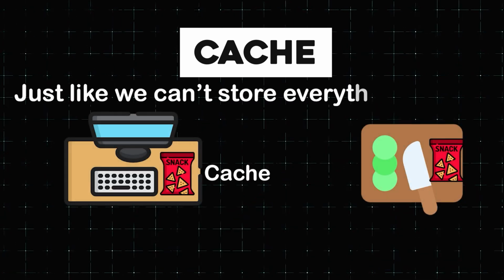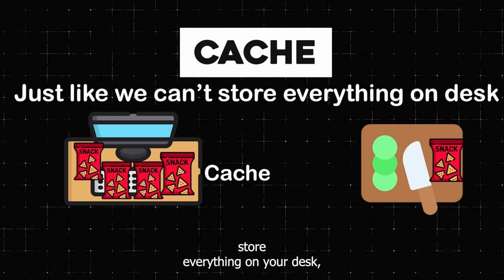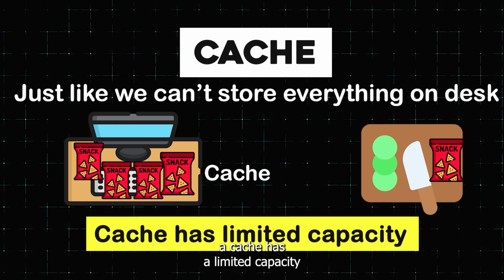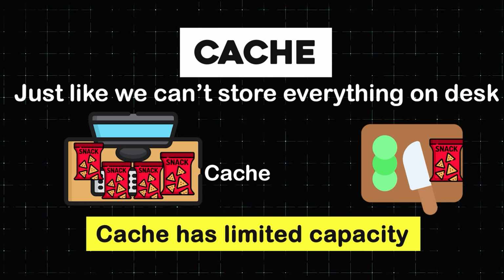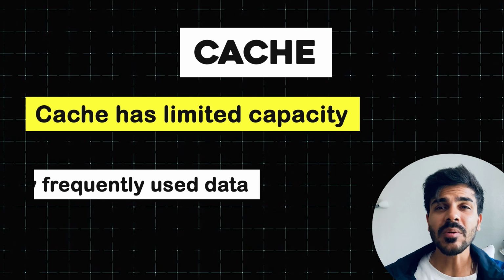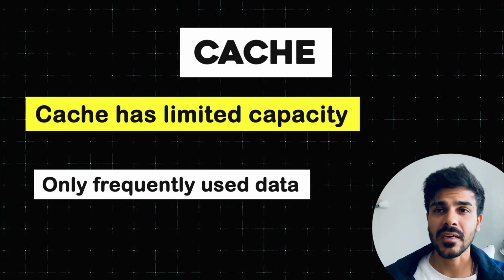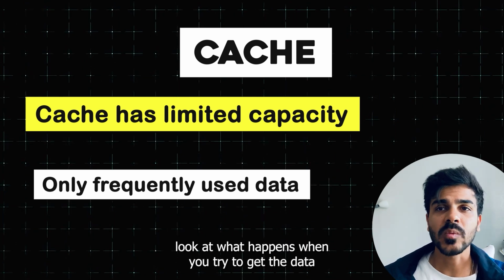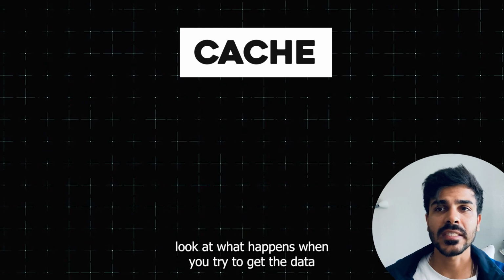But just like how you cannot store everything on your desk, a cache has a limited capacity compared to a database. That is why we store only the most frequently used data in the cache. Now let's look at what happens when you try to get the data from a cache.